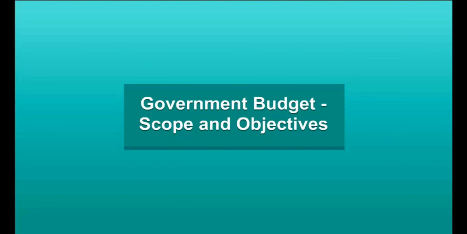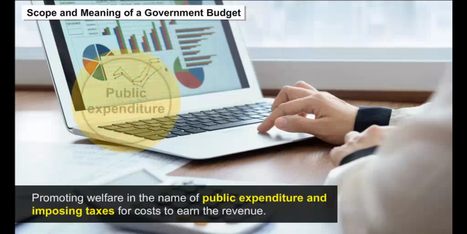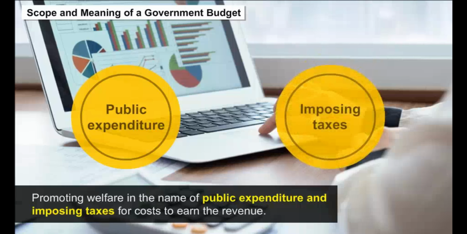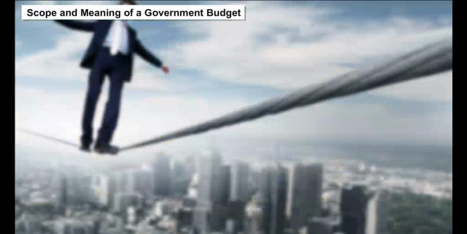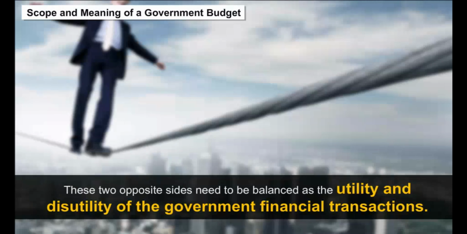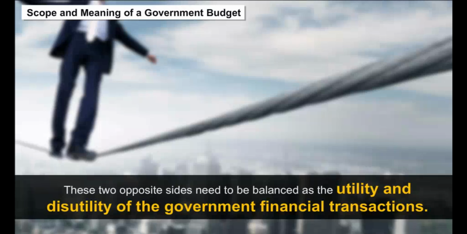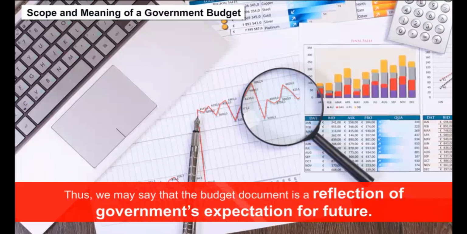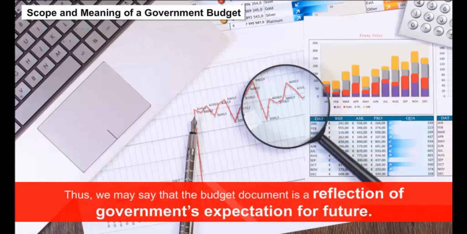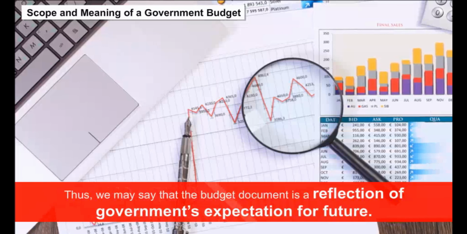Government budget, scope and objectives. Promoting welfare in the name of public expenditure and imposing taxes to meet costs and earn revenue. These two opposite sides need to be balanced as the utility and disutility of the government's financial transactions. Thus, we may say that the budget document is a reflection of the government's expectation for the future.